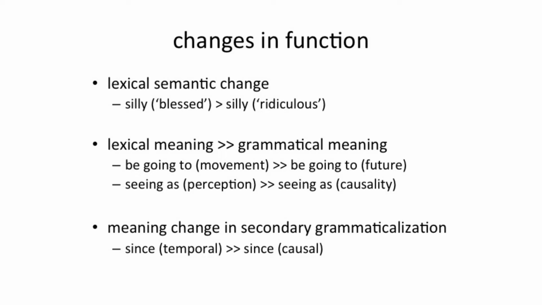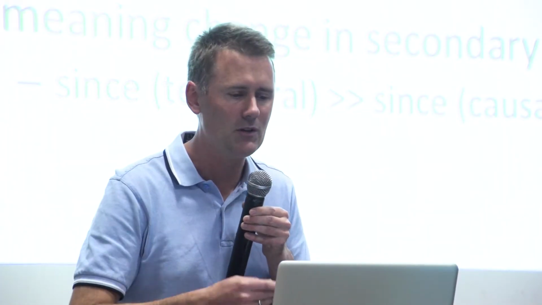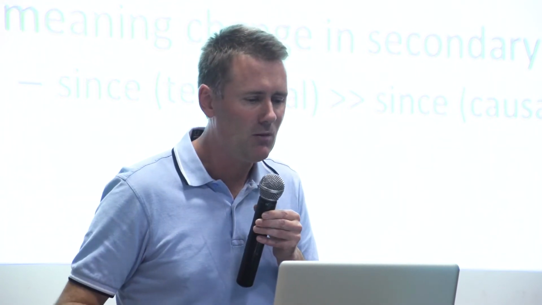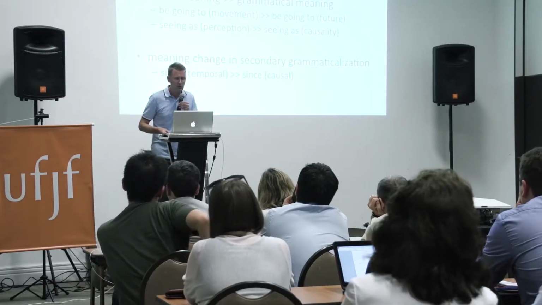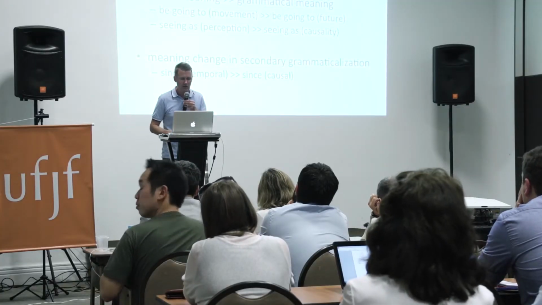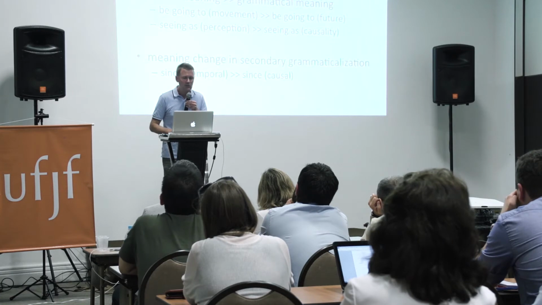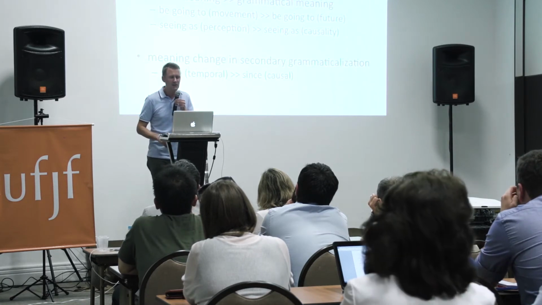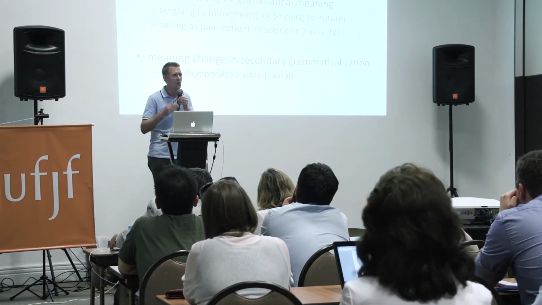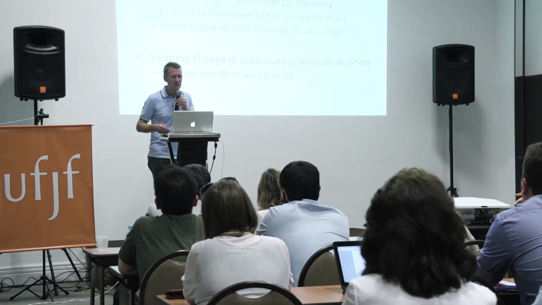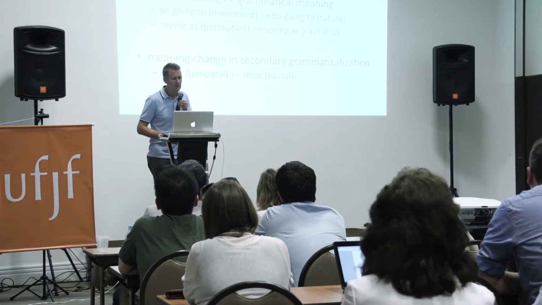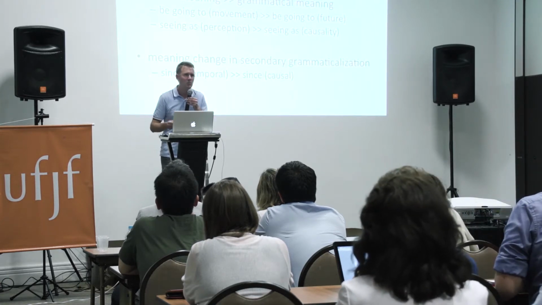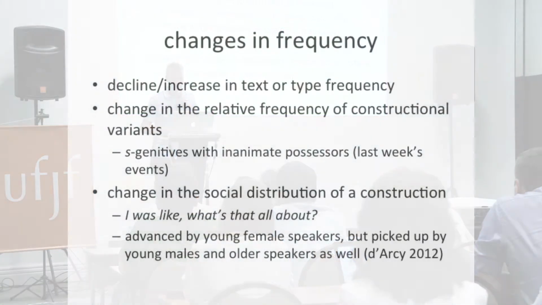There are all meaning changes that happen to grammaticalizing constructions. So the development from movement verbs into tense markers, or perception verbs into causal markers and other grammatical formants. And of course, it includes also meaning change that goes on in secondary grammaticalization. So when an already grammatical element changes its meaning, either from a temporal connective to a causal connective, or you can think of deontic modals becoming epistemic modals, and so on and so forth.